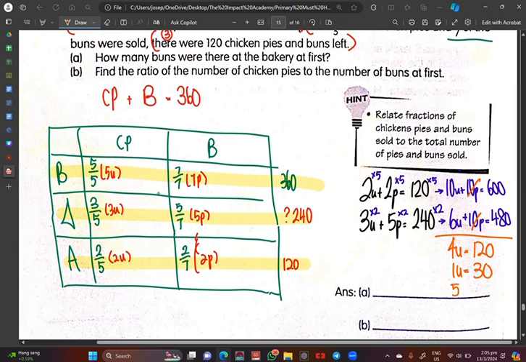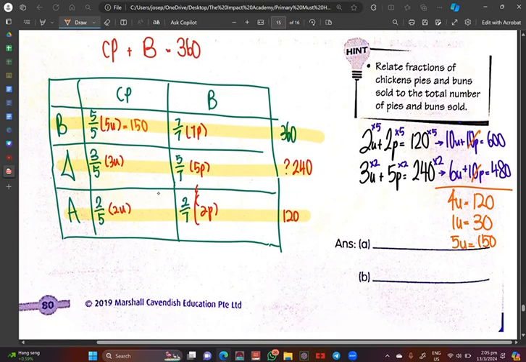So let's find 5 units first. 5 units we know is 150. Okay, so this basically is 150. So to find the buns at first, we just simply have to do 360 minus away 150. When I do 360 minus away 150, we get 210. Okay, so this is 210.